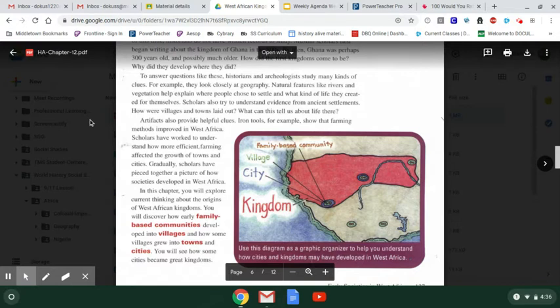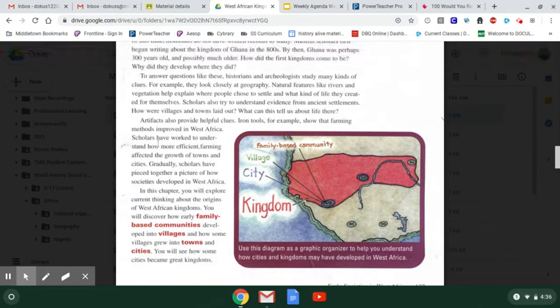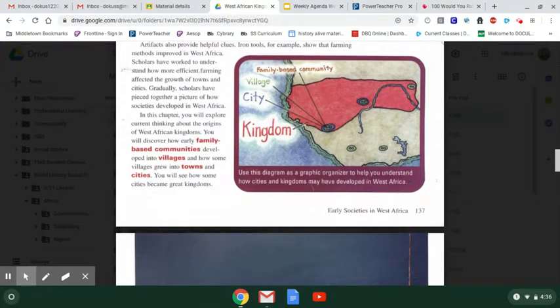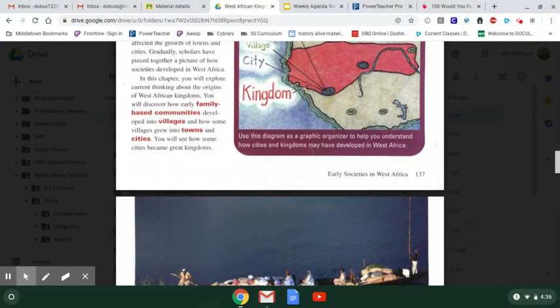How were villages and towns laid out? What can this tell us about life there? Artifacts also help provide clues. Iron tools, for example, show that farming methods improved in West Africa. Scholars have worked to understand how more efficient farming affected the growth of towns and cities. Gradually, scholars have pieced together a picture of how societies developed in West Africa. In this chapter, you will explore current thinking about the origins of West African kingdoms. You will discover how early family-based communities developed into villages and how some villages grew into towns and then cities, and you'll see how these cities became great kingdoms.